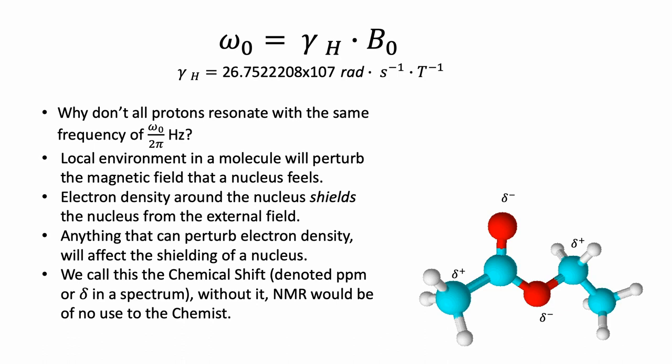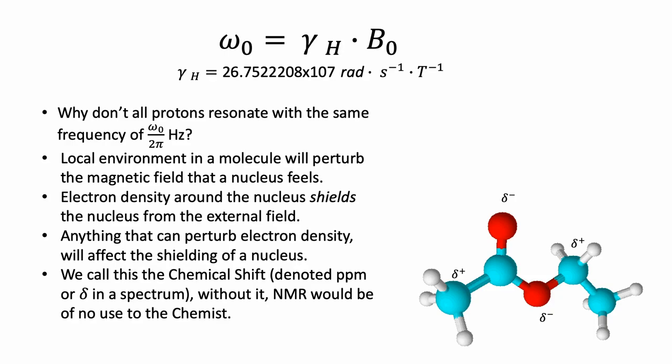Luckily, when you put your sample in a magnet, whatever the local magnetic environment is that the nuclei reside in, that is going to modify the external field that those nuclei feel. And so that's what spreads out our single signal from a proton into the different regions of the spectrum.